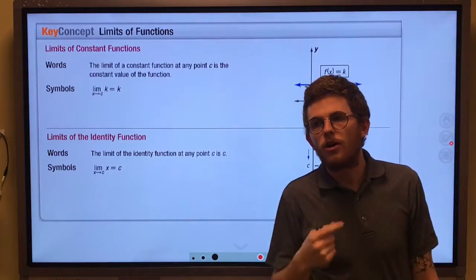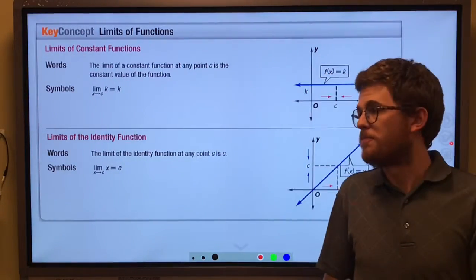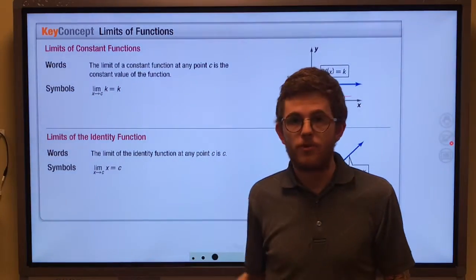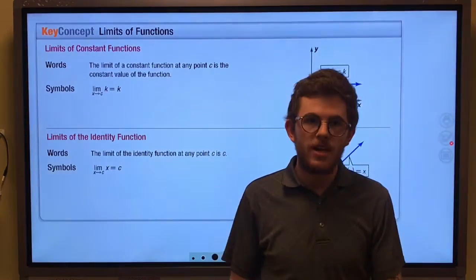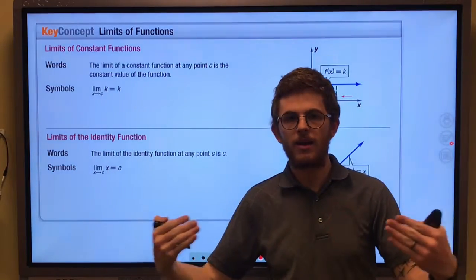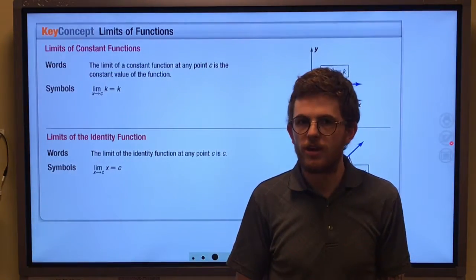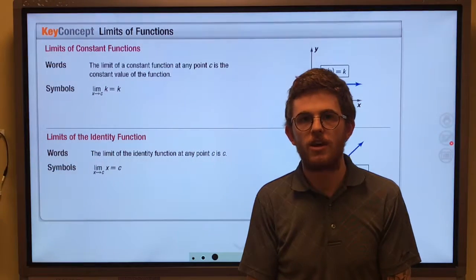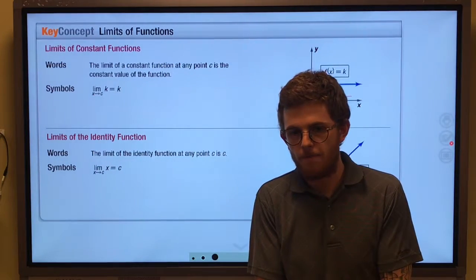All right, so let's talk about evaluating a limit. Now, this is not our first time looking at a limit. We understand that for a limit to exist, both the left hand and the right hand limit need to be approaching the same value. Then the limit exists at a specific value.